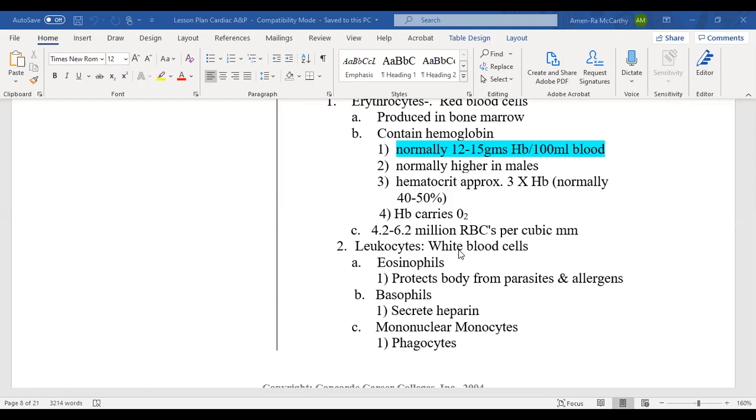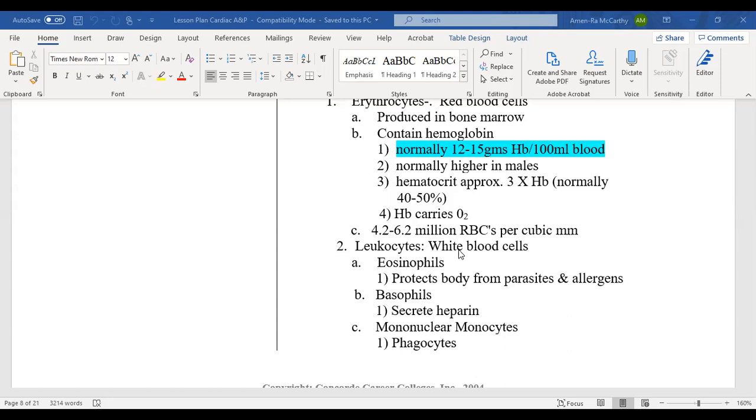You have parasites and allergens in your body, and so the eosinophils increase to help fight those, okay? The eosinophils fight parasites and allergens like pet dander, dust mites, and pollen.